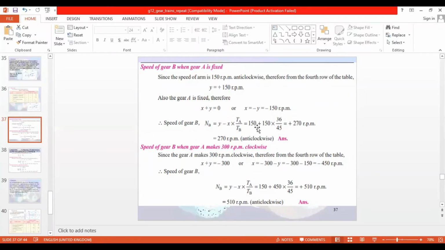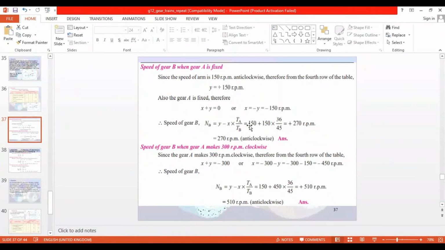That is movement of the arm. Plus Y plus here. Here I have X is equal to minus 150. In the equation there is another minus. So minus into minus, plus. Right. That plus X I replace by 150 into TA by TB. Number of teeth on A and number of teeth on B, that is given 36 by 45.